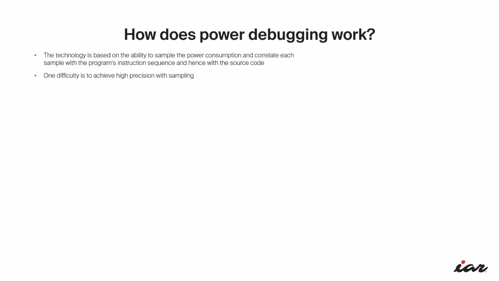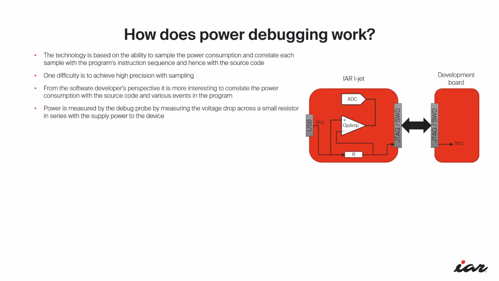One of the difficulties is achieving high precision with sampling. The best would be, of course, to sample the power consumption at the same frequency as the system clock. But how the hardware is implemented reduces these capabilities for such measurements. So how is that achieved in practice? From the software developer's perspective, it's more interesting to correlate the power consumption with the source code and various events in the program. So how is that achieved?